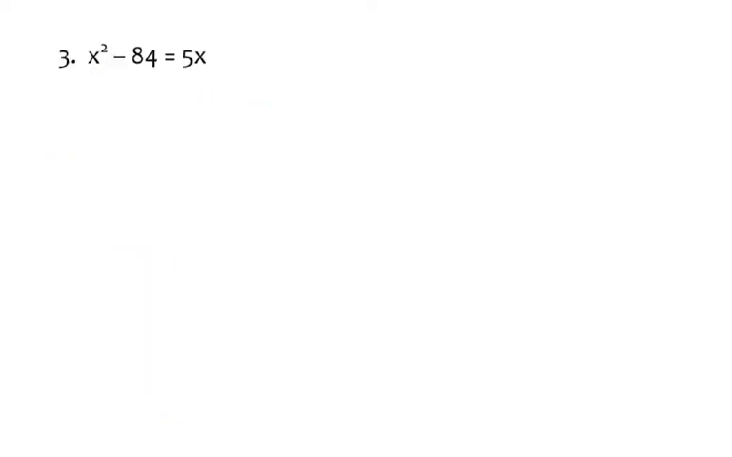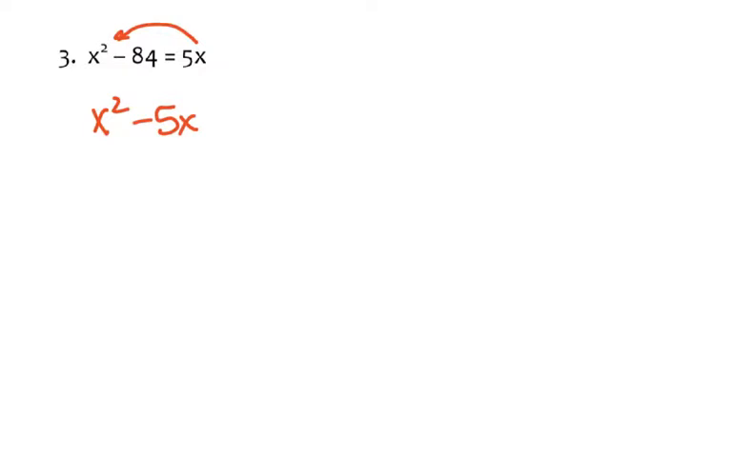Okay, the last one, you notice that we've got x squared here, we've got this on the other side. Okay, that we cannot complete the square with. So in order to complete the square, you have to have the x squared and the x on the same side. So x squared minus 5x.